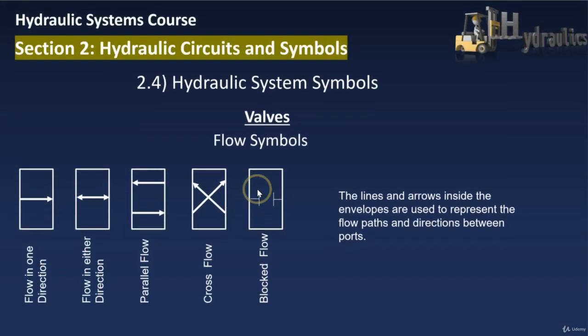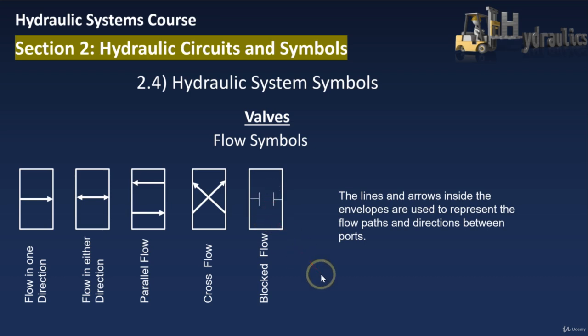When we go to the flow symbols, we can represent the hydraulic oil flow within a valve in various ways. For example, here we have the flow in one direction coming from this side to this side. We have flow in either direction. The flow can pass through the valve either from here or here. We have a parallel flow for multiple ports. This flow can move here and the other can go the other side parallel to it. Crossed flow and blocked flow. Blocked flow is represented in this way.